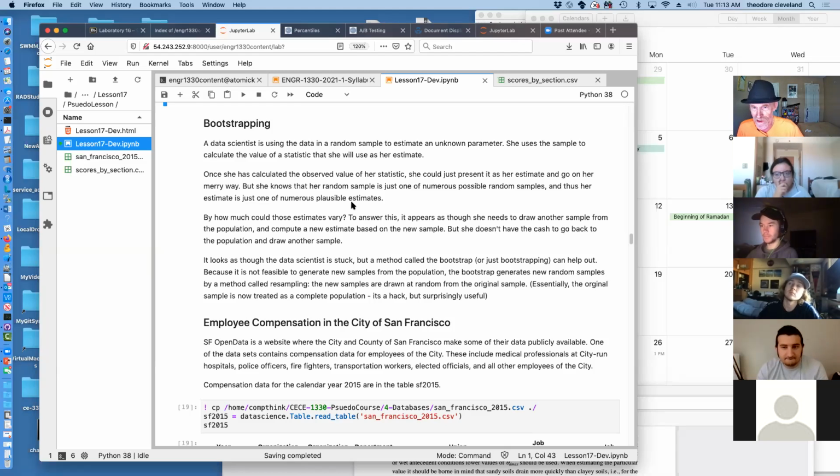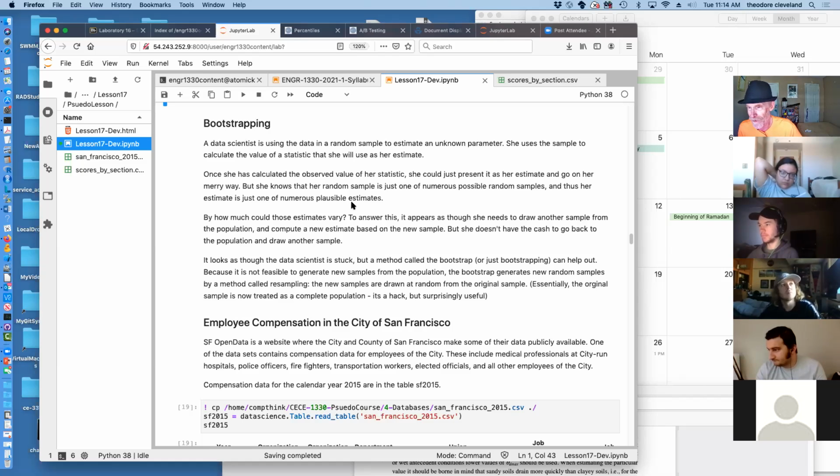A data scientist is using data in a random sample to estimate an unknown parameter. So stuff we've done. We've taken a sample, we've calculated a mean value, and we want to declare that that mean value estimates a population value. So we use a sample, calculate a statistic. Once we've calculated that observed value of the statistic, we could just present it as the estimate and go on about our merry way, and move on, hopefully get to lunch soon.